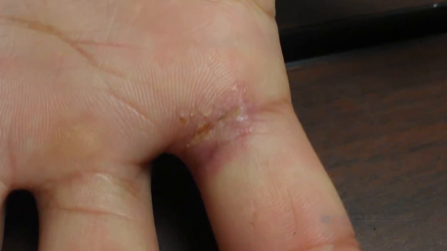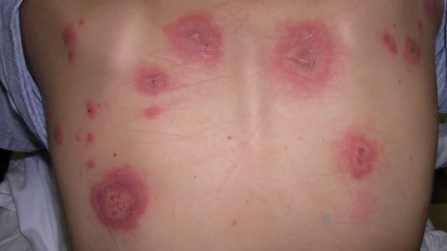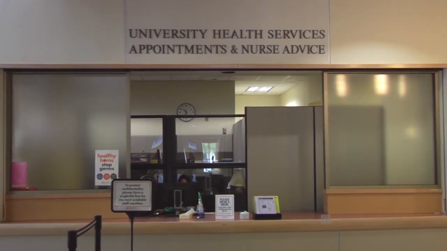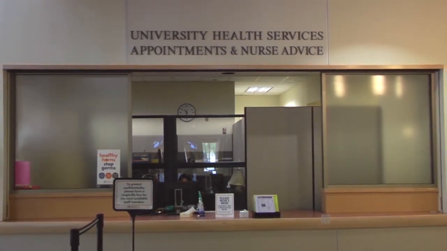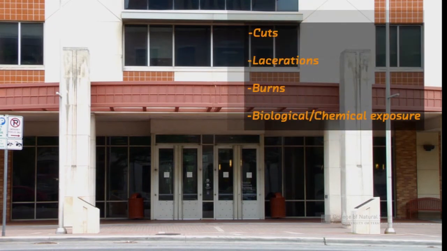Should an injury occur in the laboratory, you should make your instructor aware of it, regardless of how minor it may seem. After administering first aid, they may send you to the University Health Services office located in the Student Services Building. Things that may require first aid in the laboratory may include cuts, lacerations, burns, and biological or chemical exposures.